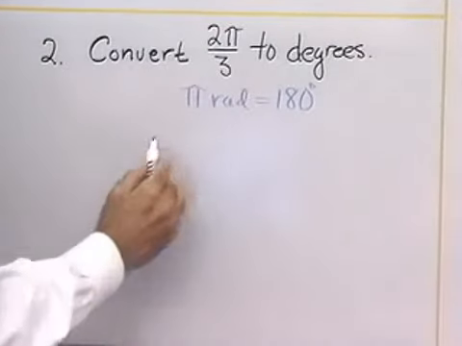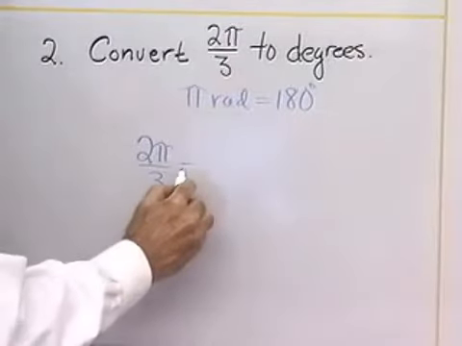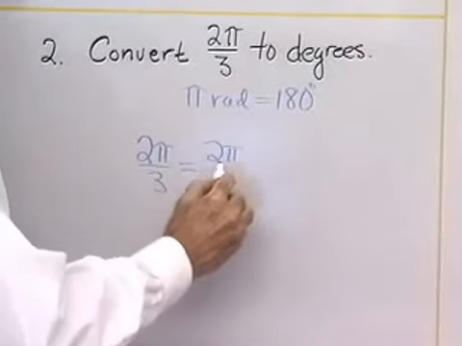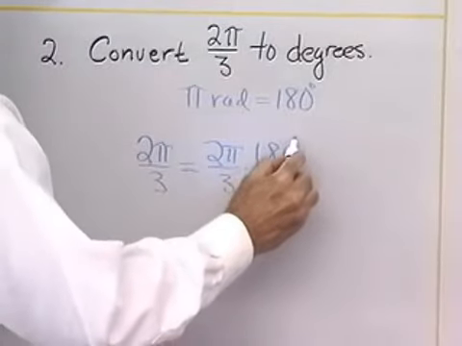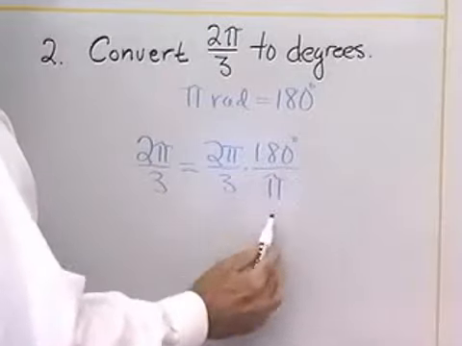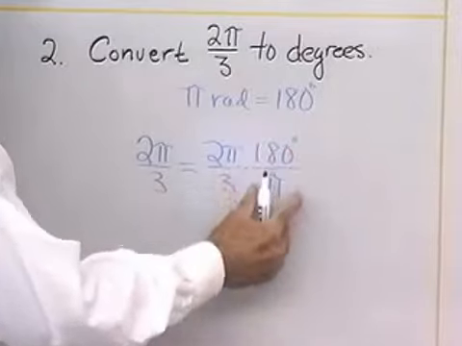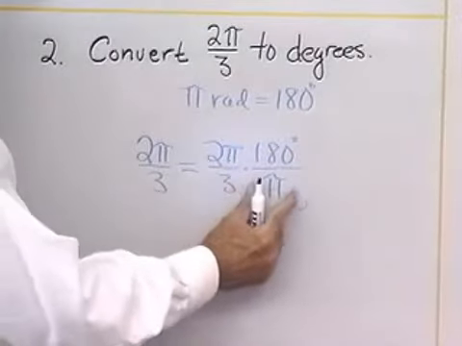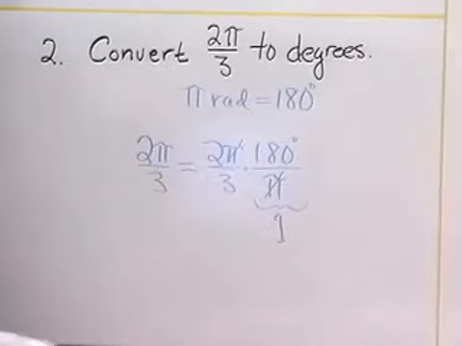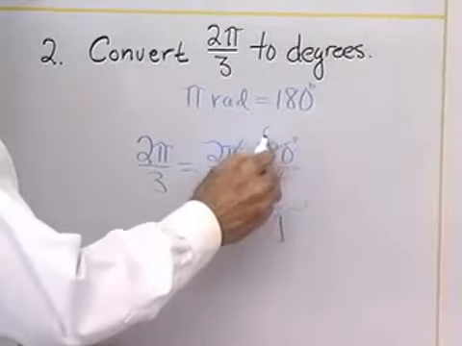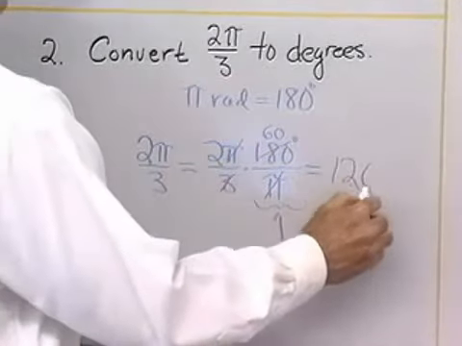So if I take my angle 2 pi over 3 and multiply it by 180 degrees divided by pi radians, I know that this is just the number 1. So I haven't changed the value of this expression right here by multiplying it by the number 1, but I can divide out the pi's, and then let's see, 3 divides into 180 60 times 2, 120 degrees.